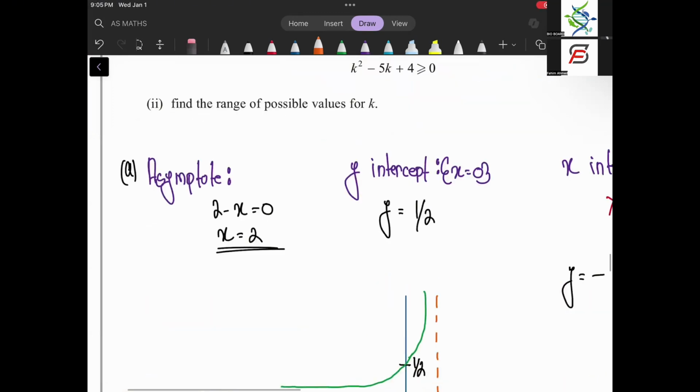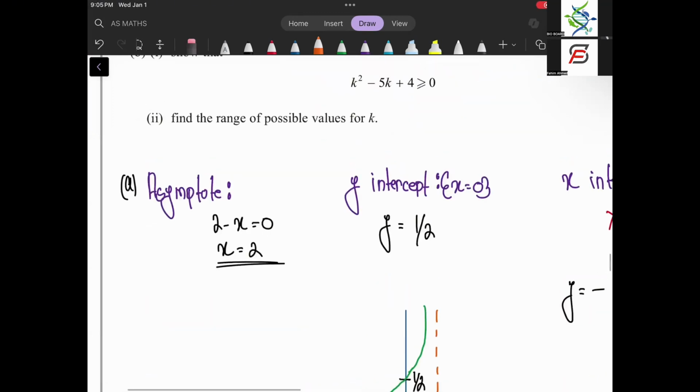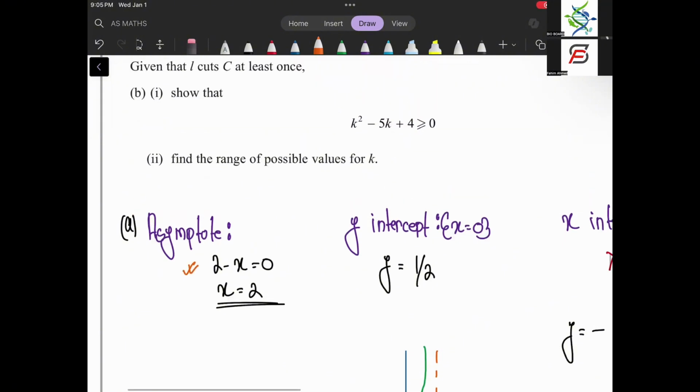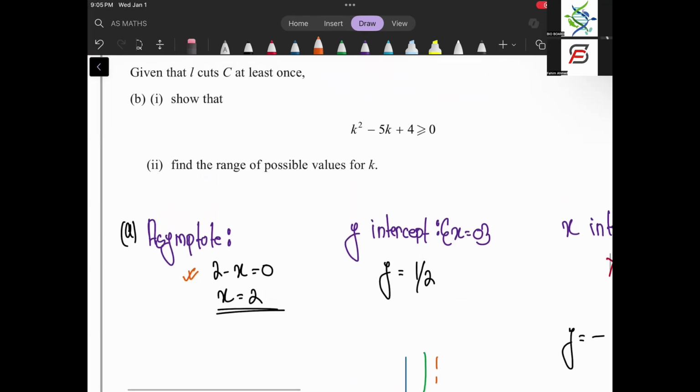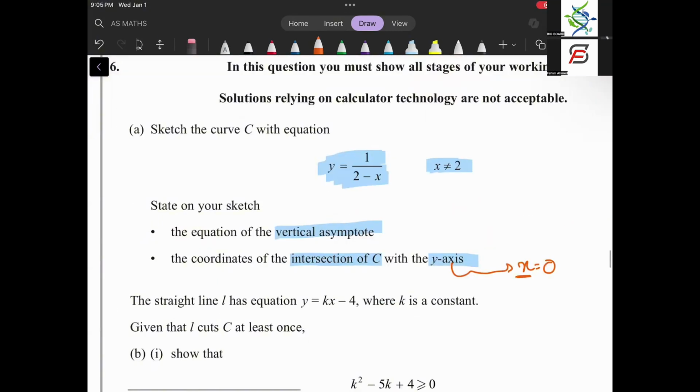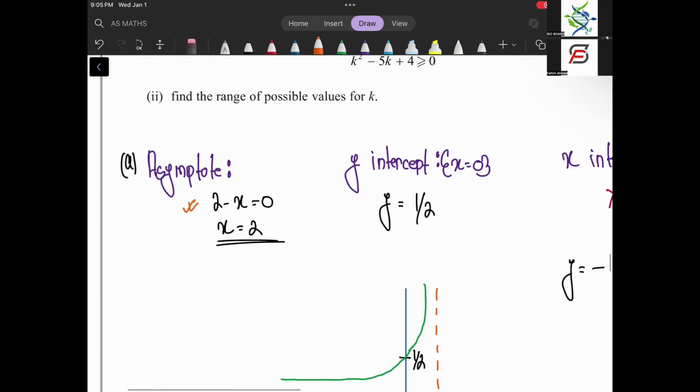So the equation of the vertical asymptote, it means the x asymptote. To find that, what you have to do is equate the denominator to 0. You have to equate this denominator to 0 to find the vertical x asymptote, that is x equals to 2, right?